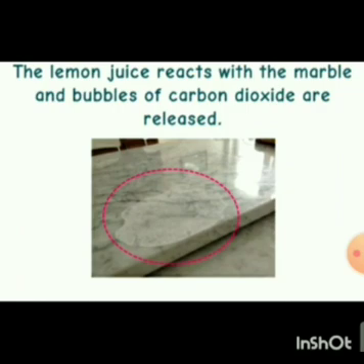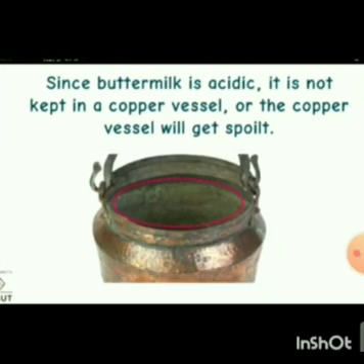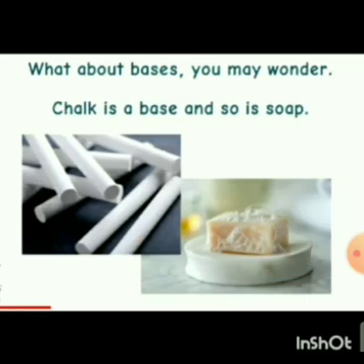The lemon juice reacts with the marble and bubbles of carbon dioxide are released. So when lemon juice falls on the marble, it reacts and bubbles are seen because of the carbon dioxide which is released. Since buttermilk is acidic, it is not kept in a copper vessel, or the copper vessel will get spoiled. What about bases?